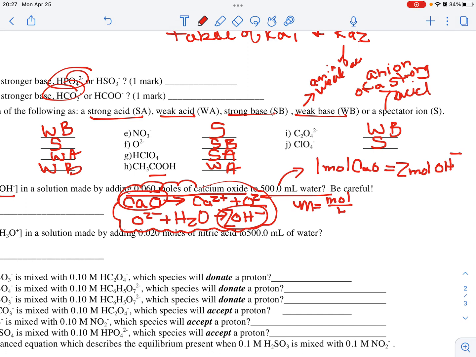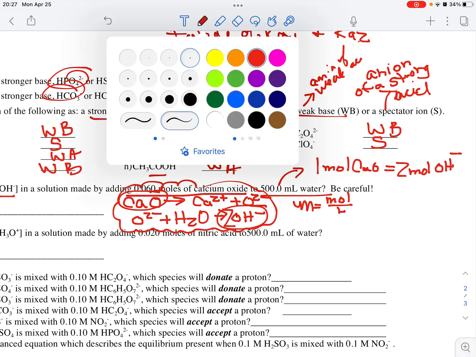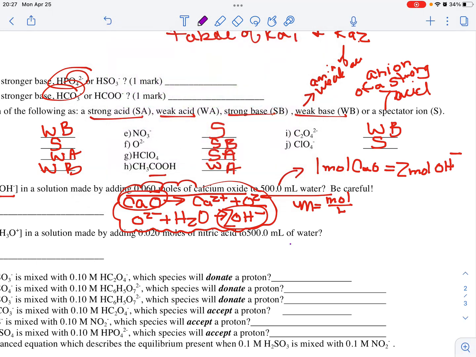So when I'm looking at my moles, I'm going to have to take my value, 0.060. I'm not leaving myself enough room. Let's switch colors so you can follow what I'm doing. I'm going to write it right here, and then I'm going to have to erase it. 0.060 moles of calcium oxide produce 1 to 2 moles OH-.